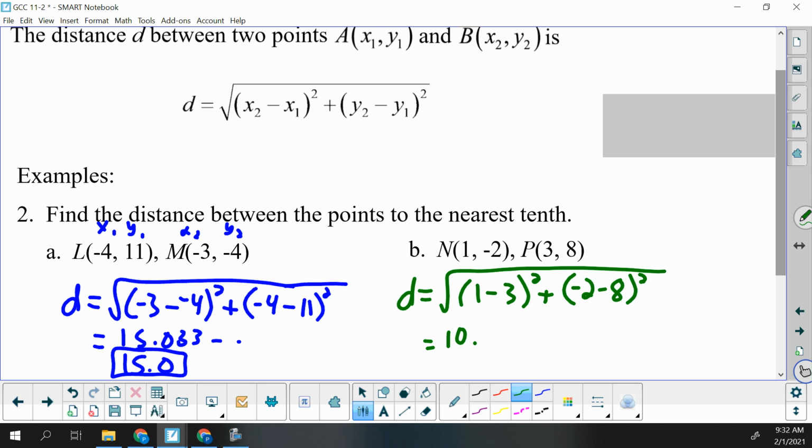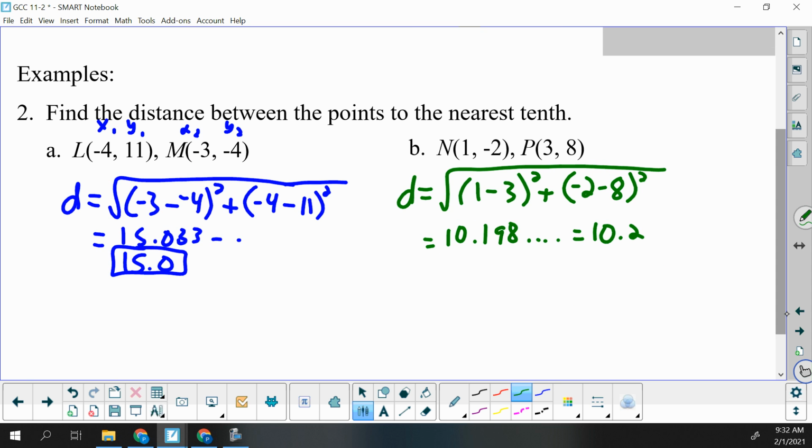So we should get 10.198 and some other stuff. The 9 bumps the 1 up to a 2, so we should get 10.2 to the nearest tenth. Now, you may see questions where this asks for the exact or it just doesn't tell you to round. If it doesn't tell you to round, you shouldn't be rounding.